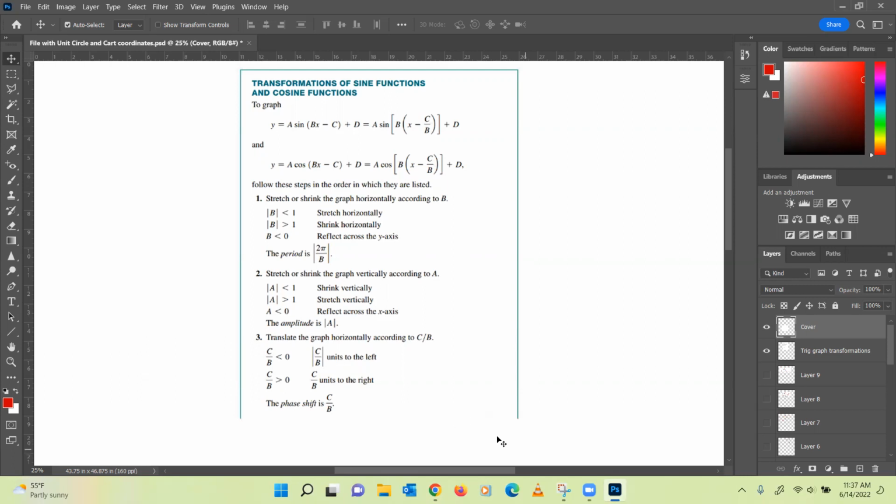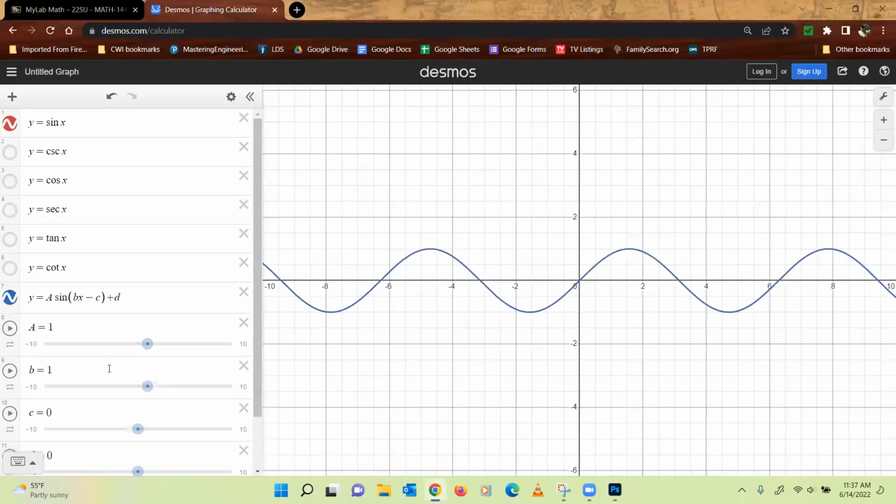Now let's look at why it's C over B. So we're really only talking about B. If I move this thing up to 2, I'm sorry, we were talking about C. If I leave B at 1 and move C, all I'm doing is sliding this thing over, right? But what if B isn't 1? What if B is 2? Now what happened to our phase shift? Where C was originally 0, there was no phase shift. All we had was a horizontal stretch or shrink.